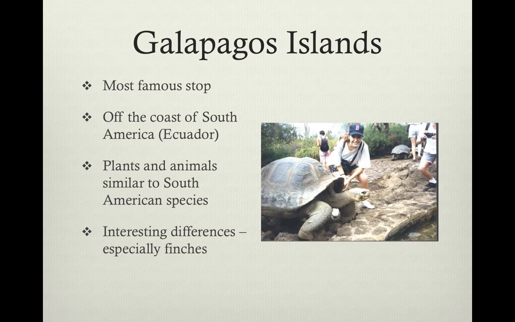They're a really diverse area. They're volcanic islands that are constantly in flux, with new islands forming and old islands disappearing. They have plants and animals that are very similar to South American species, but they also have some interesting differences. And of course, here we have a tourist with one of the Galapagos tortoises.